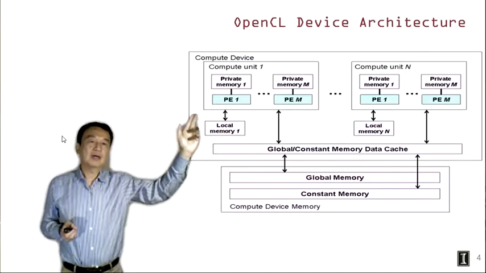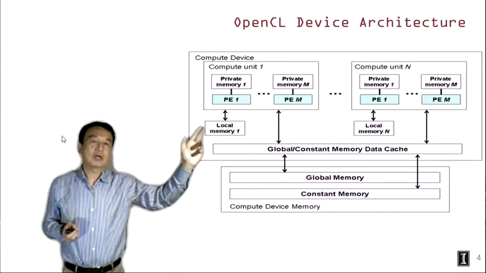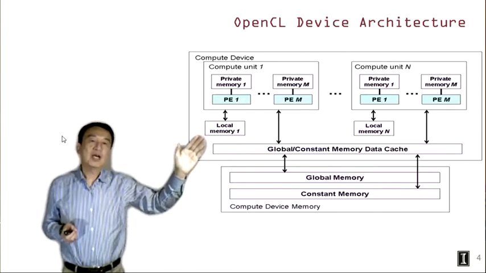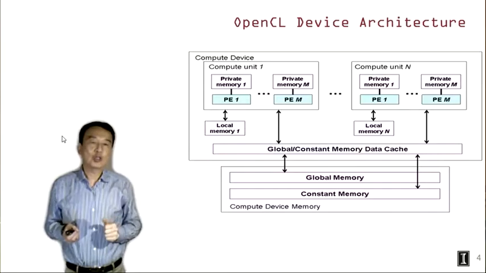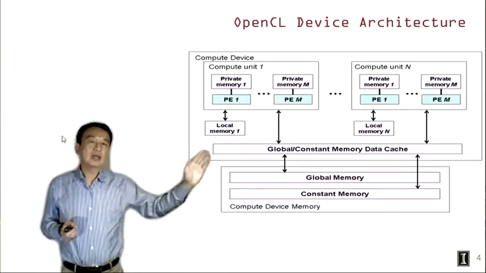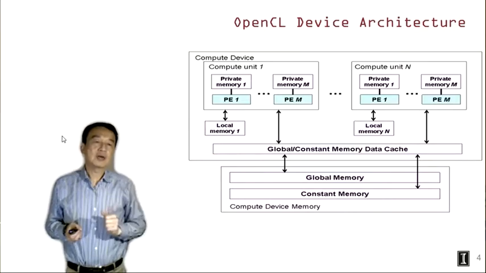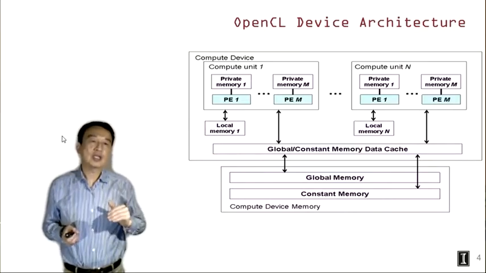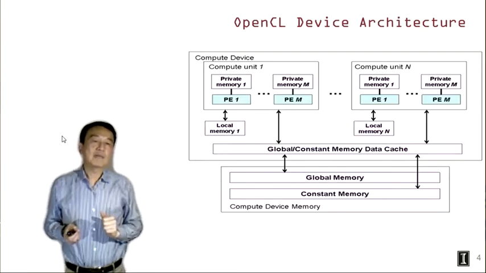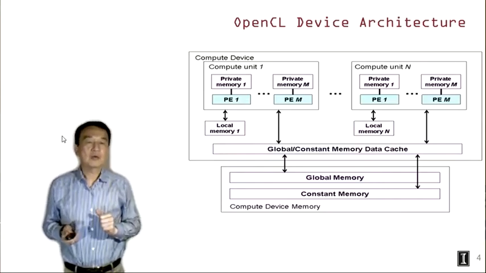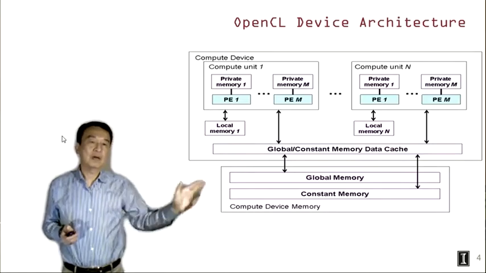And all the PEs in a particular compute unit can have shared access to local memory, and local memory corresponds to shared memory in CUDA. And all the compute units have access to a global constant memory data cache. And this is equivalent to the shared data cache in Fermi and Kepler processors in CUDA. And then eventually they have shared access to a global memory and constant memory, which is exactly the same arrangement as CUDA global memory and constant memory.